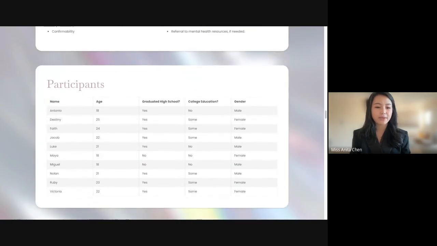Now let's take a look at the participants. I interviewed 10 students. You can see their ages here, as well as whether or not they graduated high school. Most of them did, though not all. And you can also view their college education here. None of them were college graduates, but most of them had participated in some form of college. And we had an equal male and female split.